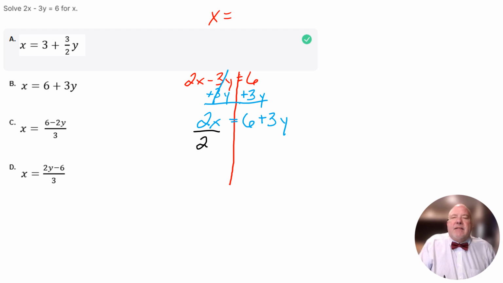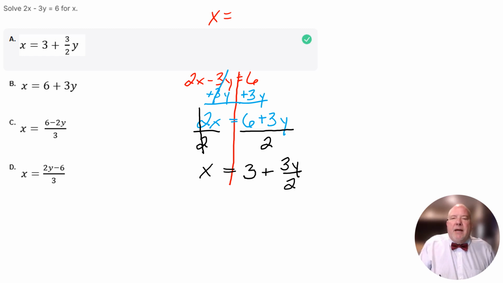Now be careful. On the right side, you have to divide the whole thing by 2. So you're dividing the 6 and the 3y by 2. So these cancel out. I'm left with just x. Over here, I need to make sure that I can't simplify this. So I have 6 divided by 2, and I have 3y divided by 2. The 6 divided by 2 just simplifies to 3. So 6 divided by 2 gives me 3. And then plus the 3y divided by 2, I'm just going to leave as 3y divided by 2. So if you look, the answer is A.